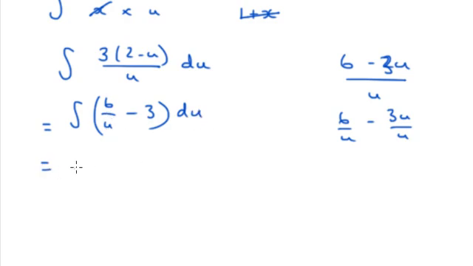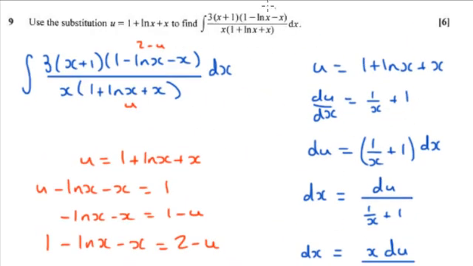Six over u is easy to integrate, that's just going to be 6 ln u, and when we integrate 3 we get 3u plus c. Don't stop now though, because we weren't being asked to integrate u in terms of u, we just used that as a method to help us integrate the original question. So the last job now is to swap u back for 1 plus ln x plus x.